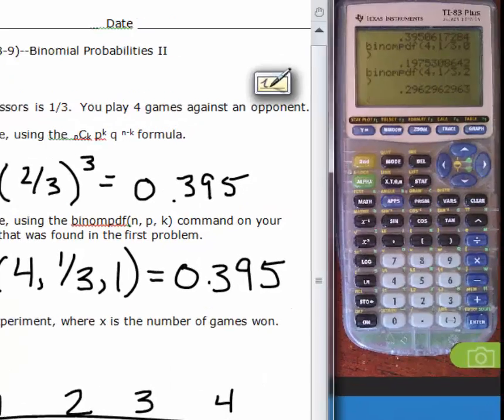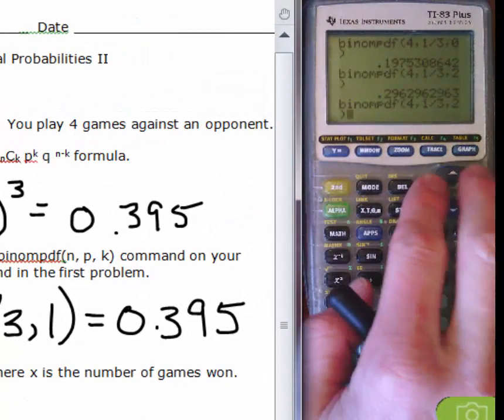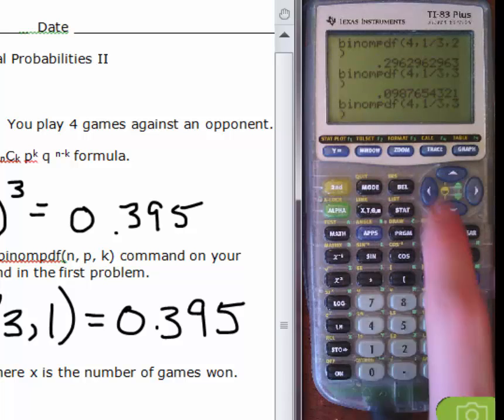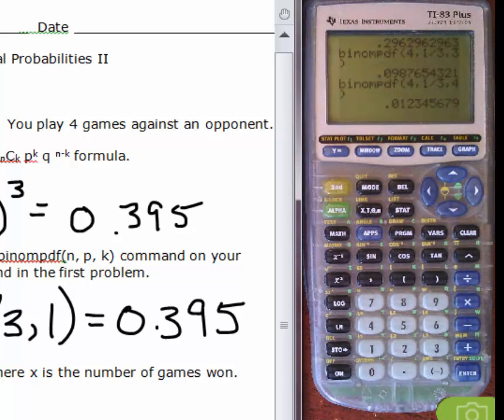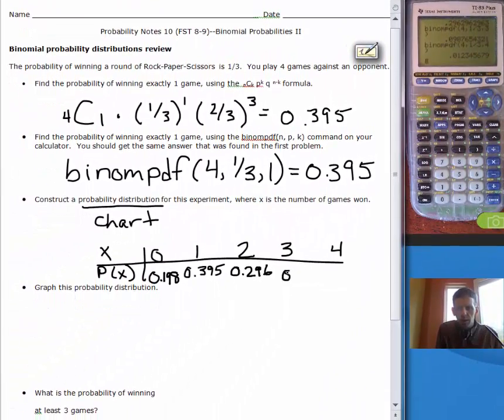Now a shortcut that you can use to solve these problems a little bit quicker is you can go to second, enter, and then all you have to do is replace the number of successes. So to get 3 successes, I can replace the 2 with a 3, and then for 4 successes, I can replace the 3 with a 4. And you can see the probabilities I get for 3, it's 0.0987, that would round to 0.099. And then for 4, it would be 0.012. It's kind of fun.